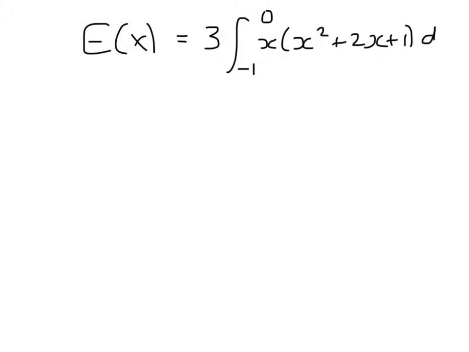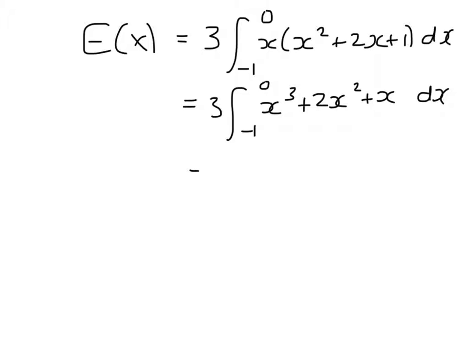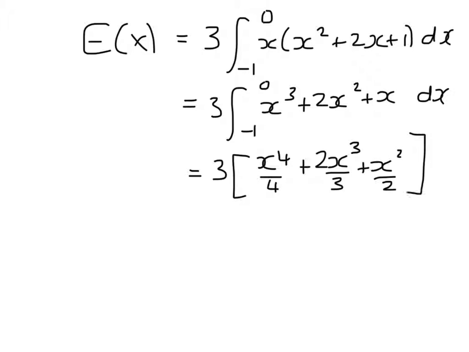To find the expectation of x, we multiply our formula by x. I'm going to bring the 3, or the k, in front, and then I have x upon x squared plus 2x plus 1. So I am integrating x cubed plus 2x squared plus x. If we integrate x cubed, I get x to the 4 over 4. x squared becomes x cubed over 3, and x becomes x squared over 2.